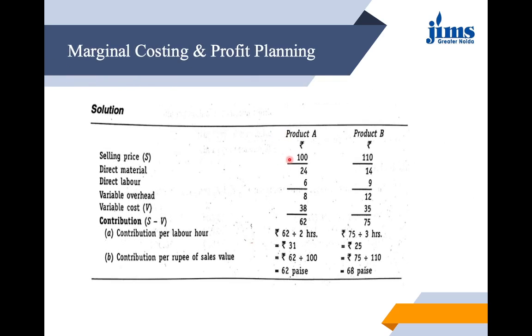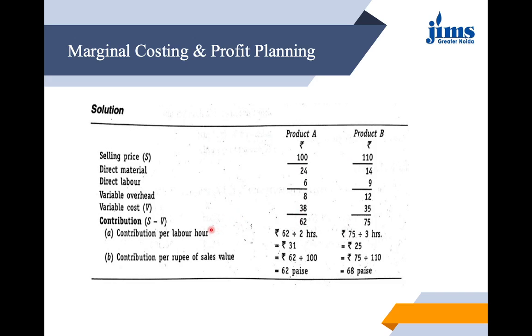At first, the selling price is 100. We can check the direct costs, that is direct material for both the products, then direct labor, then variable overheads. Variable cost comes out as 38 here. After adding these all, we can calculate the contribution, that is your selling price minus the variable cost: 100 minus 38, 110 minus 35. Okay, so it is coming out like this.